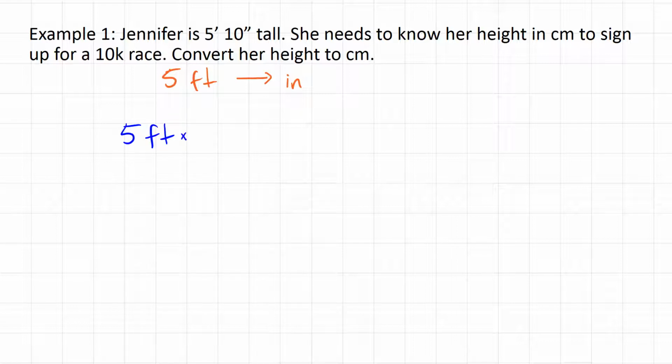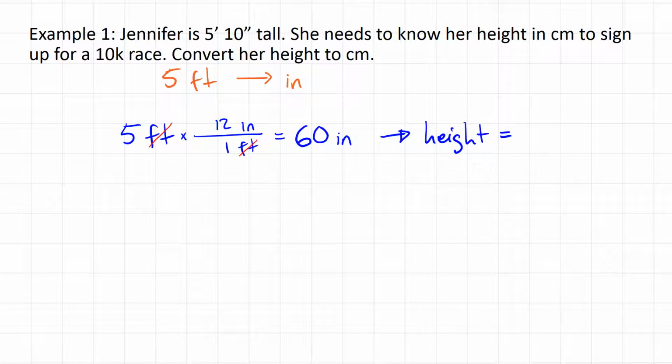into inches. So we're going to multiply this by a fraction, feet on the bottom, inches on top, and there's 12 inches for every 1 foot. So this is 5 times 12 is 60 inches. So 5 feet is equal to 60 inches. That means that the height is equal to 60 inches plus 10 inches or 70 inches. So Jennifer is 70 inches tall in total.